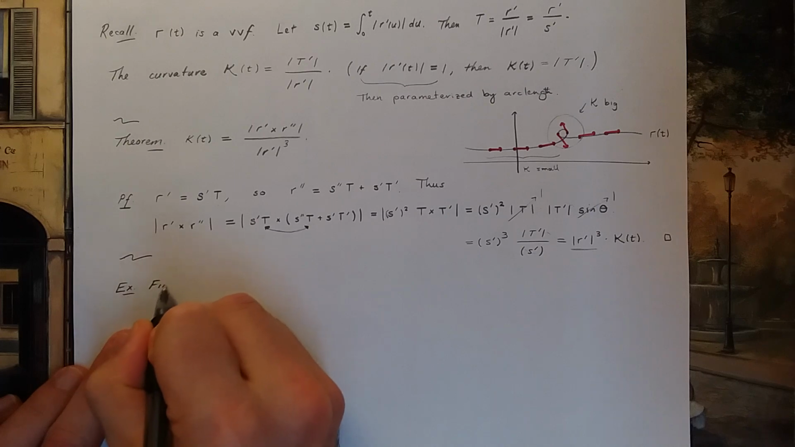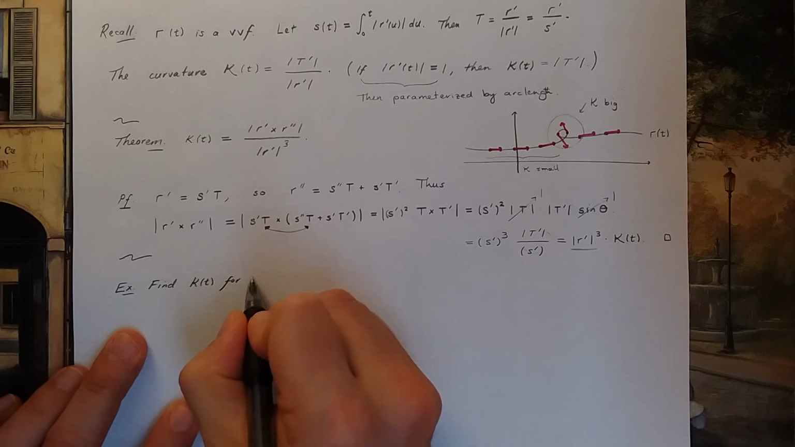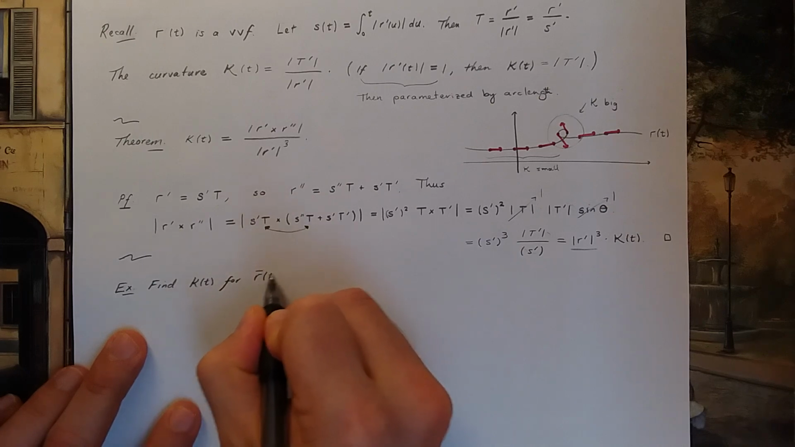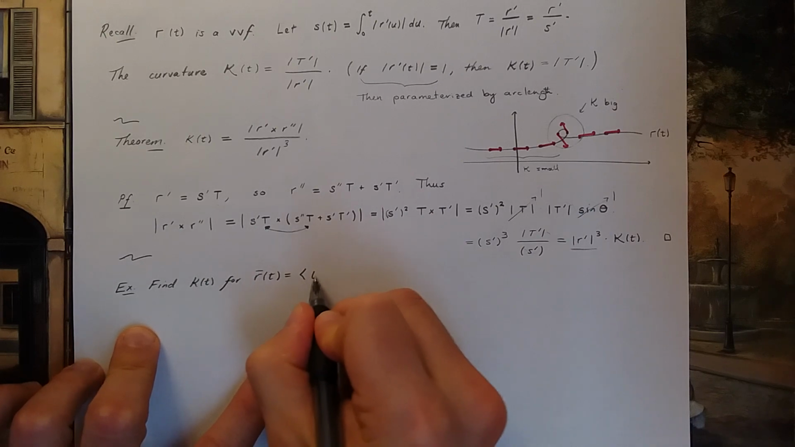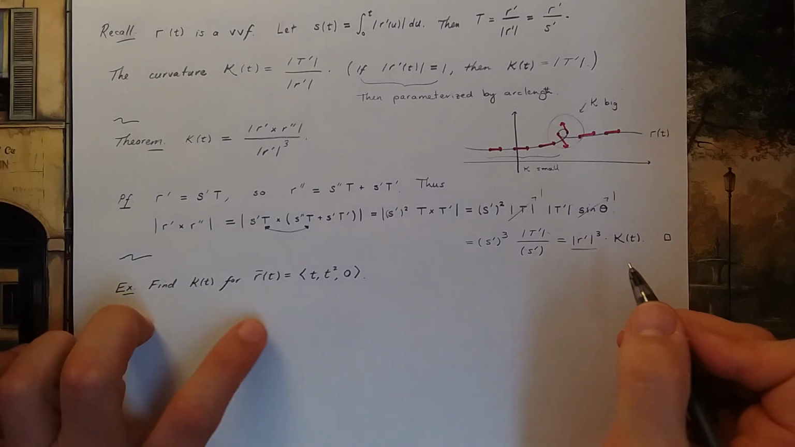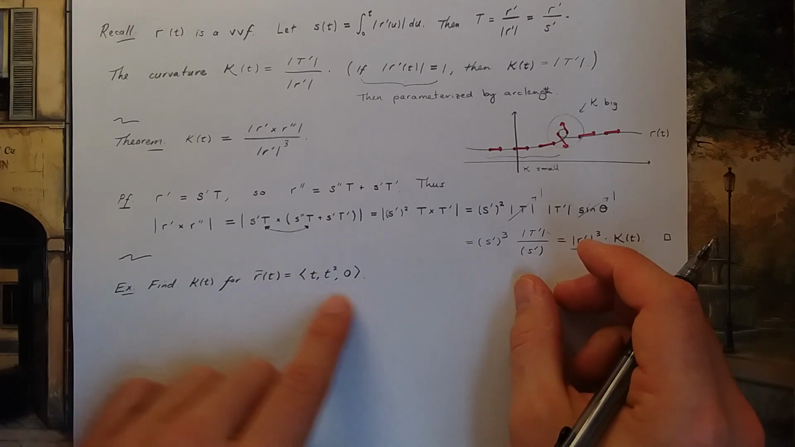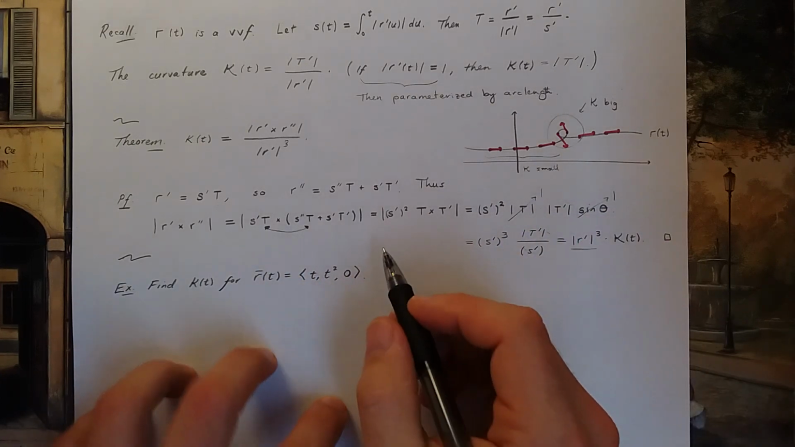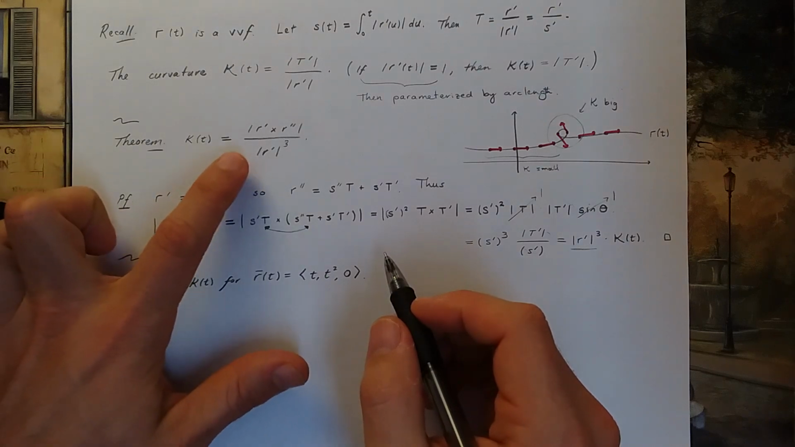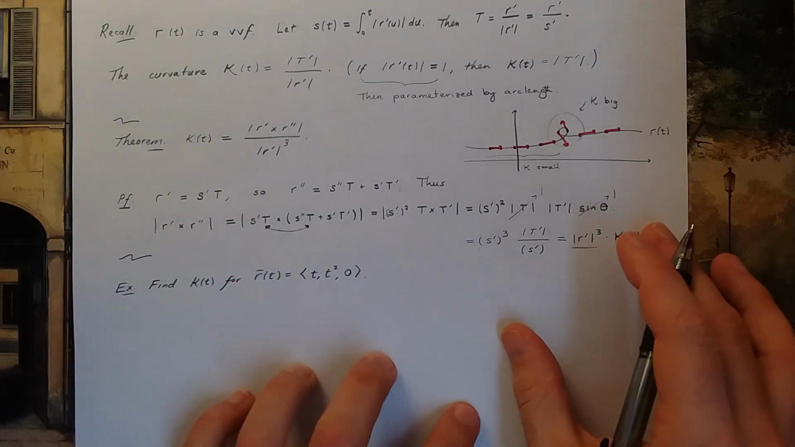So let's find the curvature for, how about the vector valued function r of t equaling t, t squared, and 0. This here is describing a curve in the xy plane. The third component, the z component, is 0. But I wrote it as a three-dimensional vector in R3 because I'd like to take cross products using this formula for the curvature. And you can only take a cross product in R3.